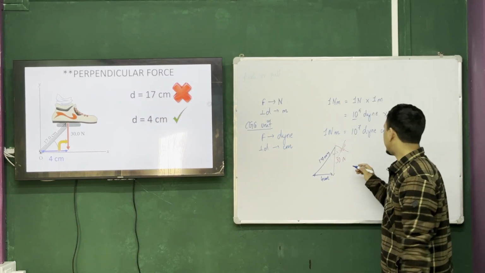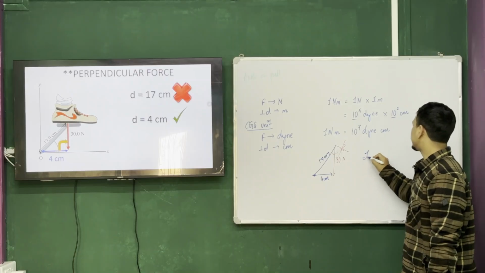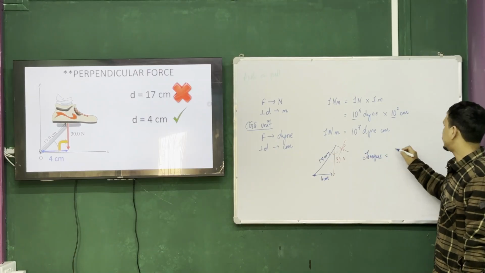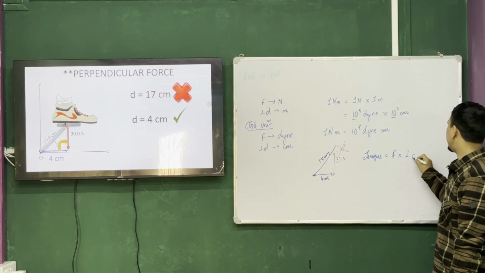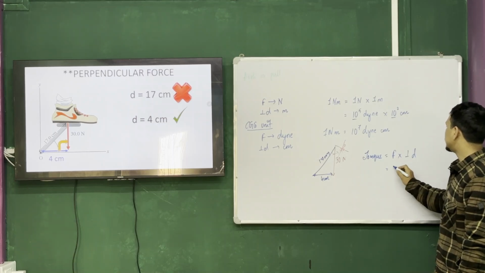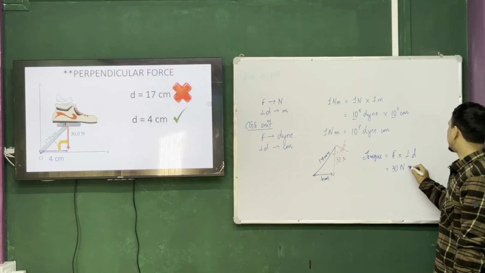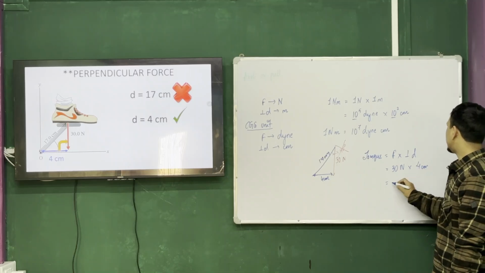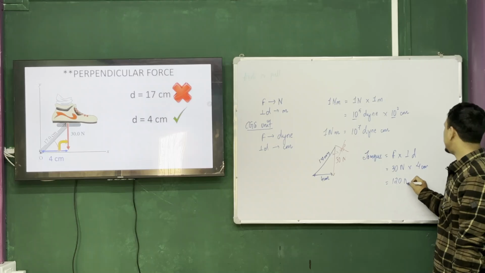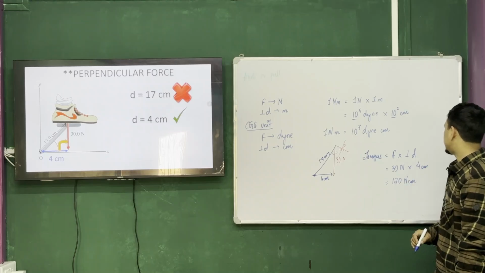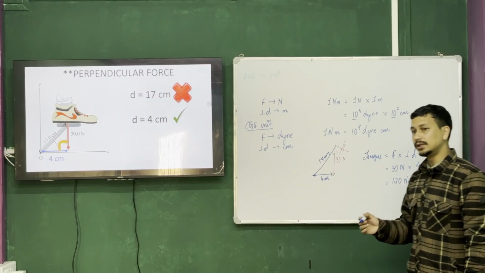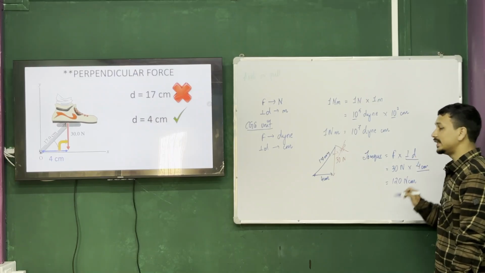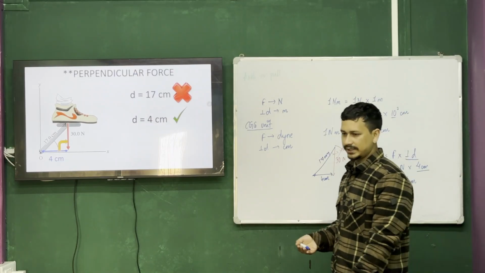A quick revision. What will be the torque here? What is the formula of torque? Force into perpendicular distance. What is the force? 30 Newton. What is the perpendicular distance? 4 centimeter. So it will be 30 into 4, 120 Newton centimeter. Not meter, Zishan. Because we're using the perpendicular distance, we are measuring it in centimeter. So it will be Newton centimeter.